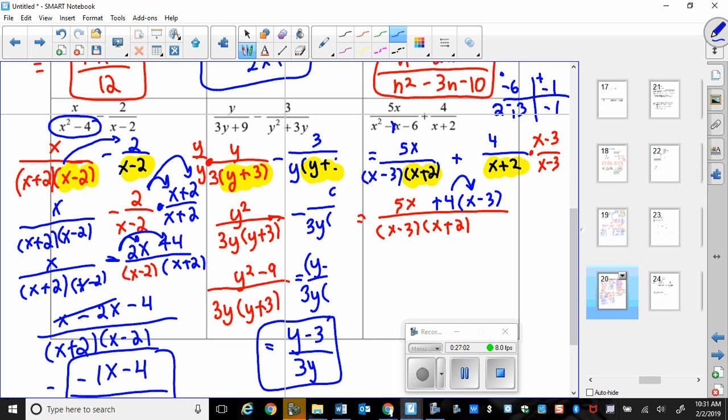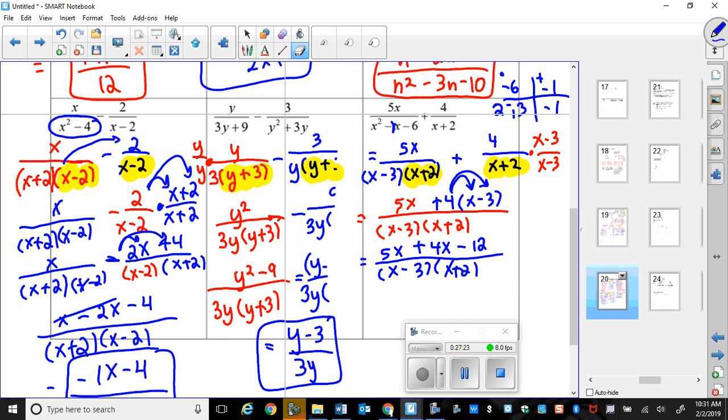So this distributes here, and we have 5x, right? Nothing happens to the bottom. But 4 times x is positive 4x. And then 4 times negative 3 is negative 12. This simplifies to equal 9x minus 12 over x minus 3 times x plus 2.